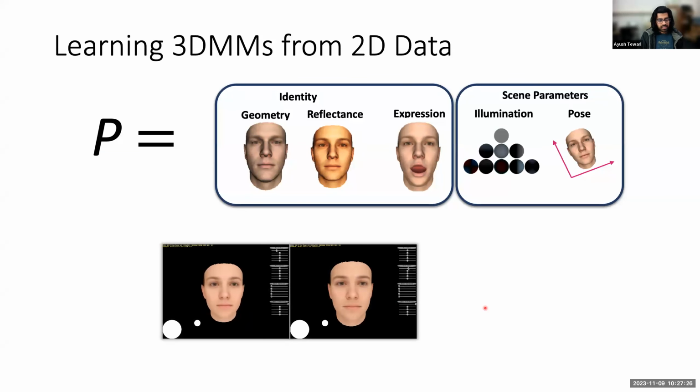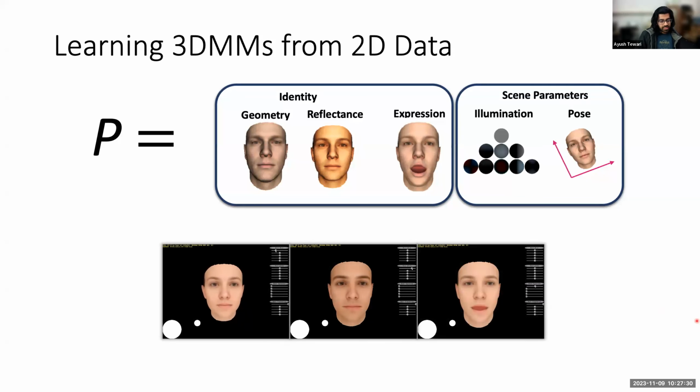They have these semantically well-defined and disentangled parameters. So you have the identity geometry space here, where every parameter controls how the geometry of the face deforms, moves from one identity to another. You have the reflectance space, which controls the skin color. And then you have the expressions, where identity remains fixed and expression is changed. So very high level, semantically well-defined parameters. And then you have the scene parameters, like the pose and the illumination that I've shown you earlier.